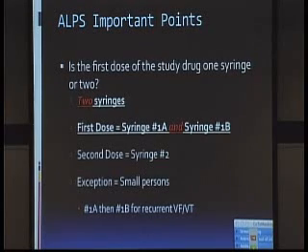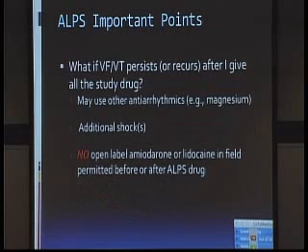So the first dose of this study is 2 syringes, syringe 1A and syringe 1B. The second dose is syringe number 2. And in small persons, you're going to use 1A first and then 1B as the second dose. And then if it persists after you've given 2 syringes, you can use other antiarrhythmics. You can use additional shocks, just not open label amiodarone or lidocaine after you've given the ALPS drug.